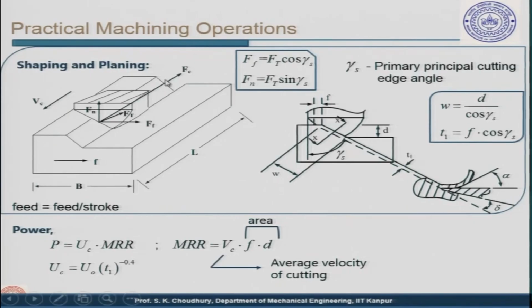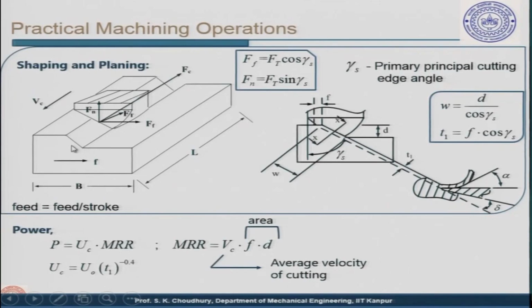This movement, the tool moving forward and going back, is called the stroke. During one stroke, the workpiece is given a certain feed. The workpiece is then positioned for the next cut, and the tool moves again in the forward motion. So this length will then be increased.